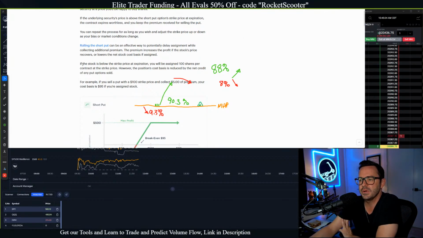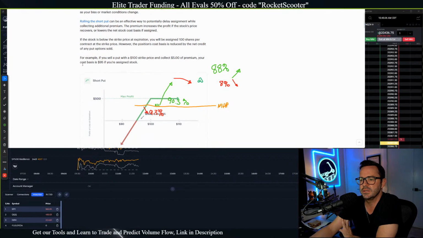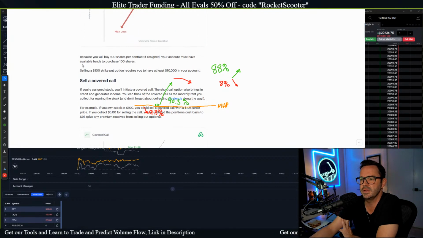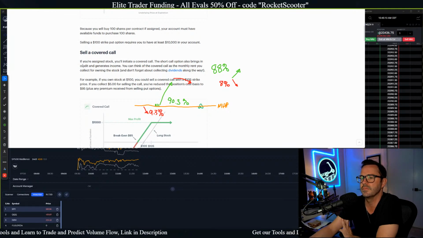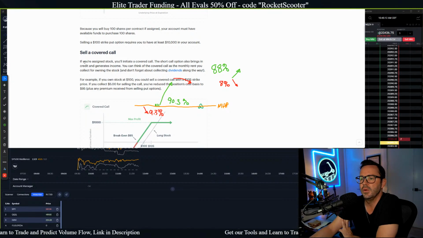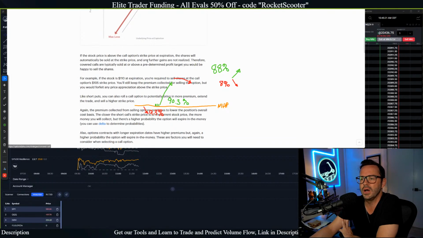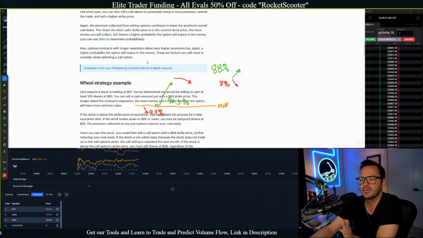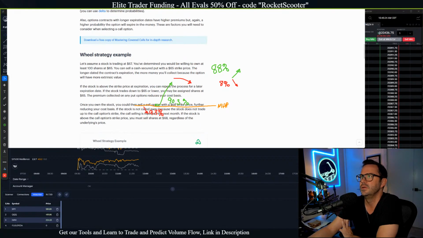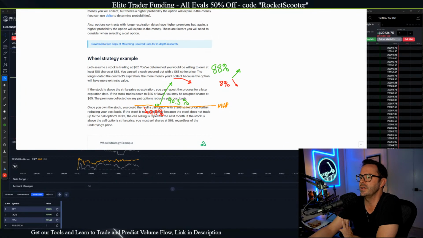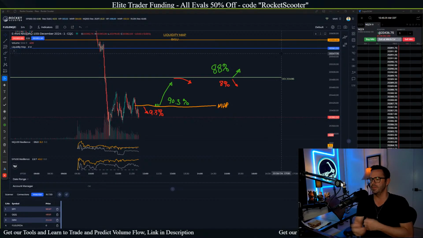Stock is below the strike price, you'll be assigned the shares. Yada yada. Okay, so you're just selling puts and you have the cash to take the assignment. All right. Once you're assigned the stock, you then sell covered calls because you have the shares against it. You're alternating back and forth. Oh, okay. So essentially, with this kind of strategy, it just looks like it's a simple way.